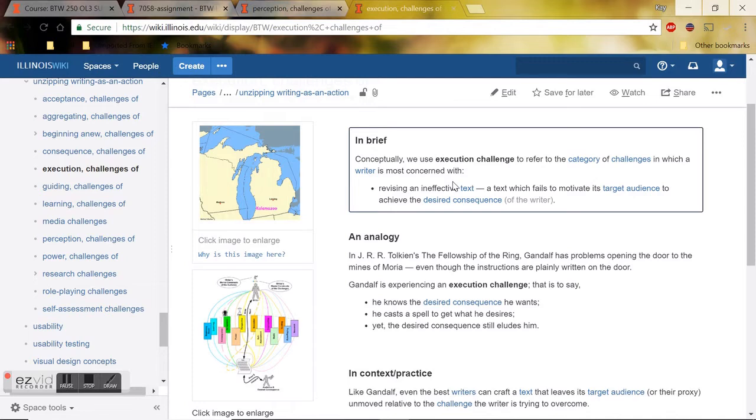So the execution challenge, basically, this page explains that. Think of it this way. You could have a perfect plan. You could have already overcome the perception challenge.